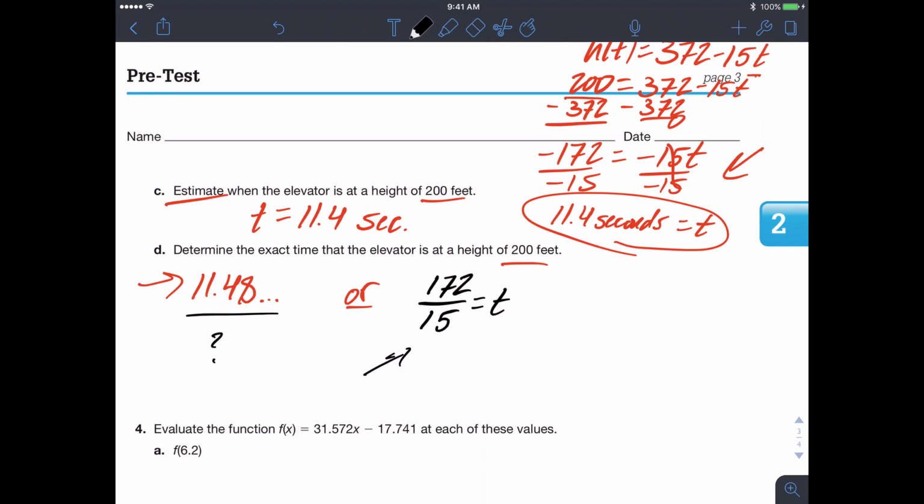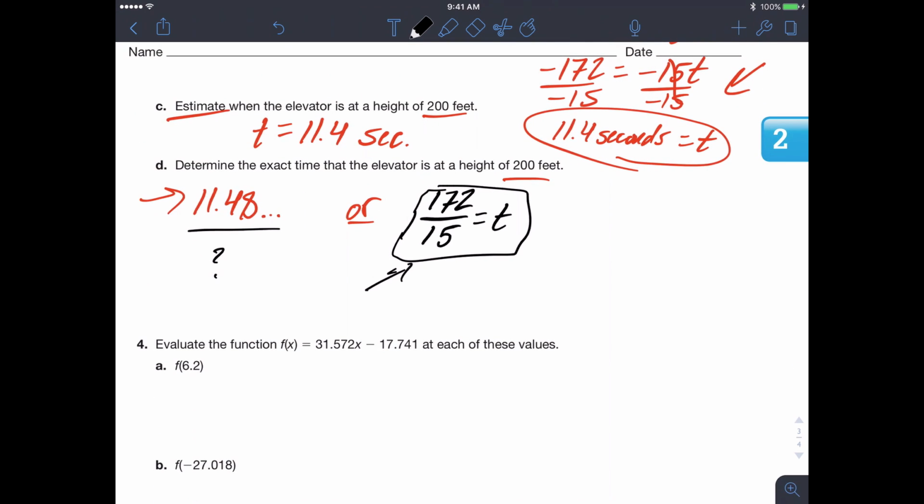And if it does give you an exact decimal, like 11.4829, I guess you can do that. Or you can just do this. Okay? I would just do this. Moving on.